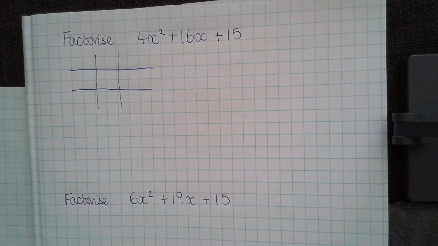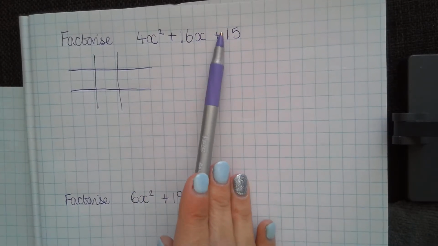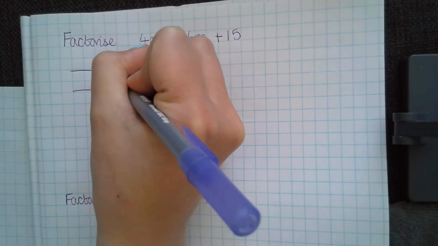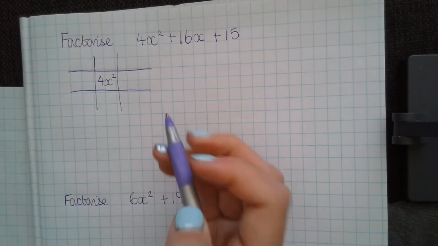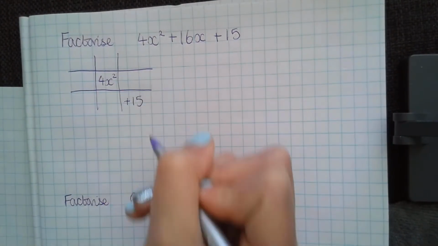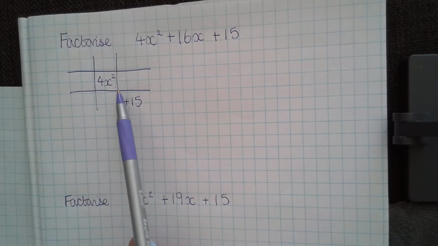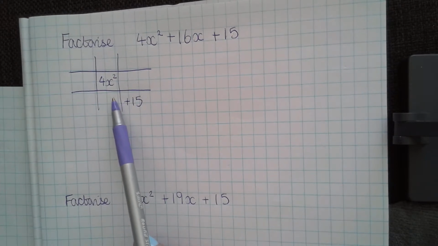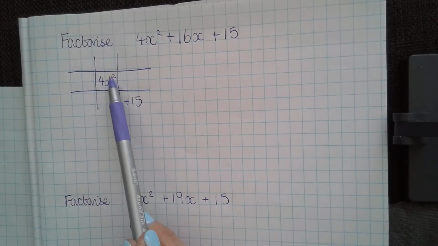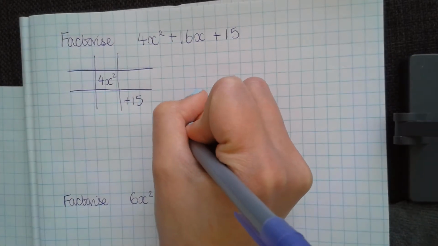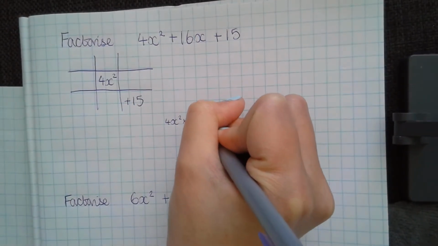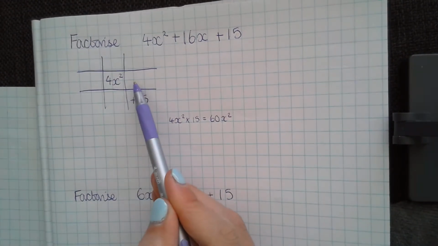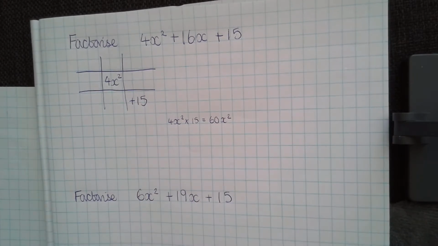And we can see that it's going to be two brackets because we've got an x squared, an x, and then a number on its own. So we know it's going to be two brackets. So the x squared term always goes in that box, and then the number on its own always goes in this box. And what we know is these two diagonal boxes times together is the same as these two diagonal boxes times together. So we're going to do 4x squared times 15. So 4x squared times 15 is actually 60x squared. So I know that those two boxes are going to equal 60x squared.